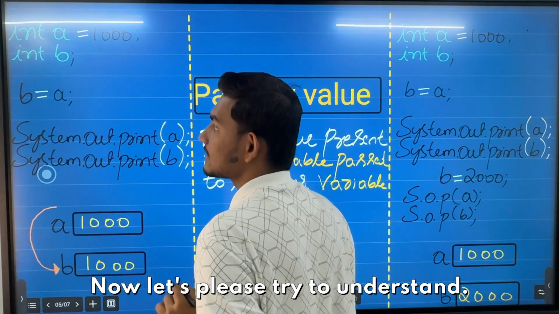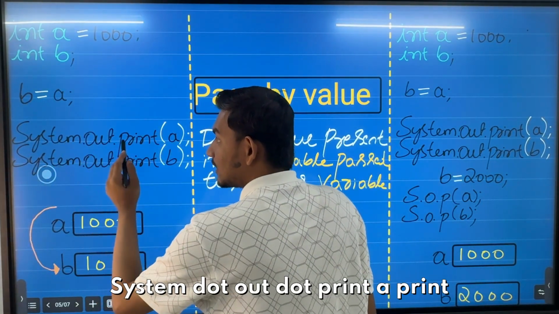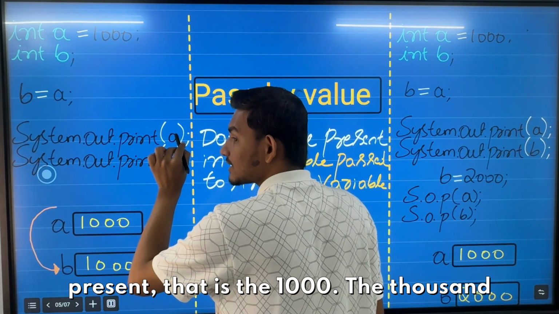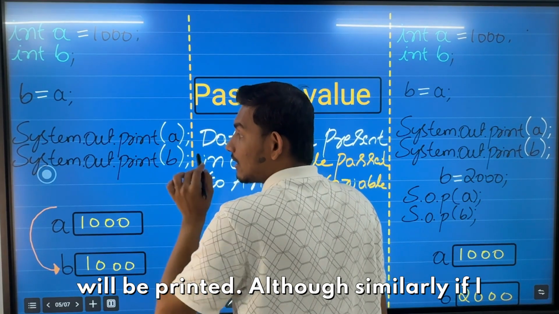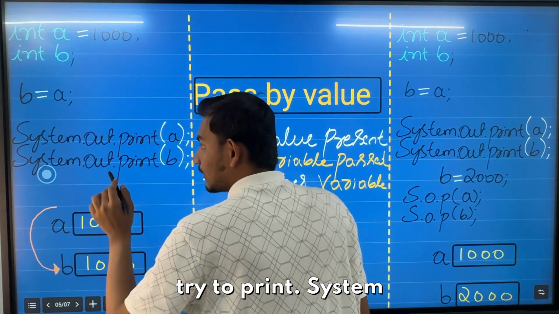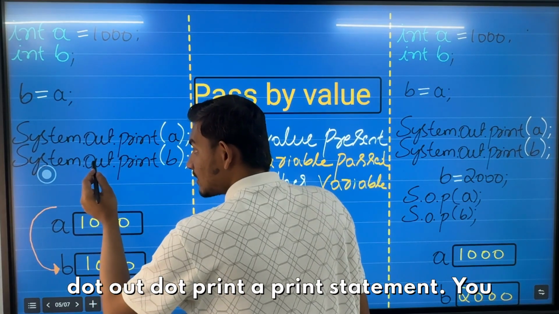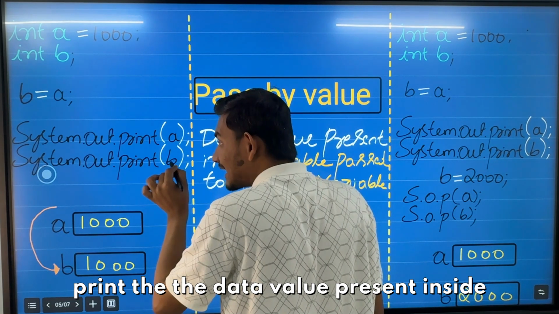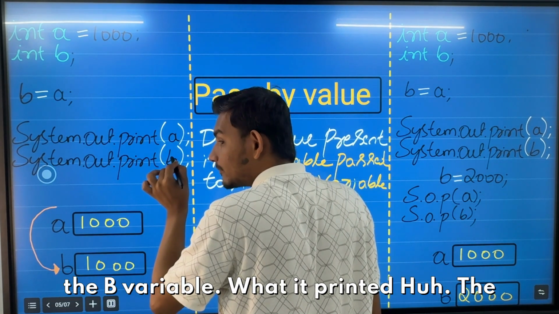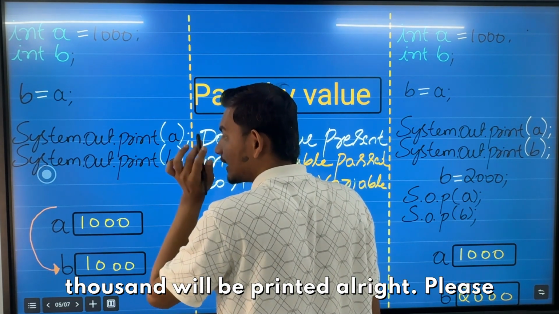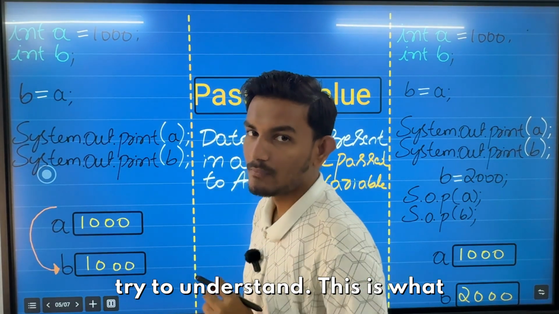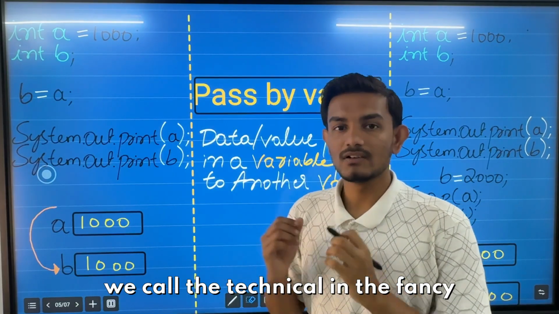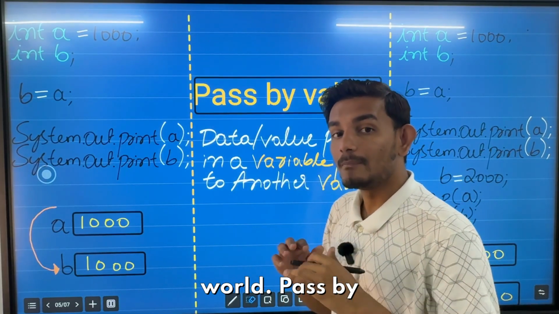Now guys, please try to understand. System.out.print, a print statement, prints the data value present in a, that is 1000, so 1000 will be printed. Similarly, if I try to print with System.out.print the data value present inside the b variable, what will be printed? 1000 will be printed. Now guys, please try to understand. This is what we call, in the technical, fancy word, pass by value.